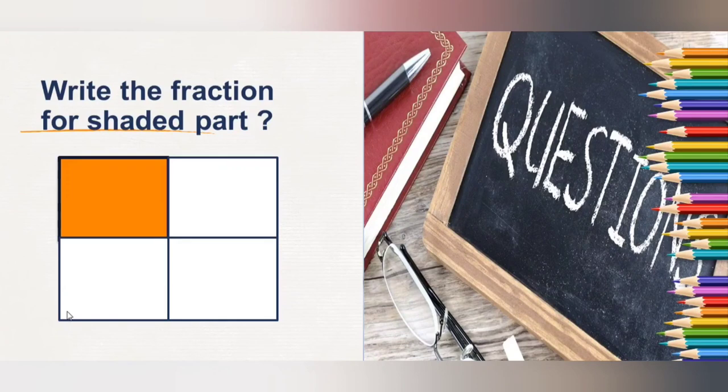Now, can you answer this? Write the fraction for the shaded part. It is 1/4, because out of 4 equal parts, 1, 2, 3, 4, only 1 part is being considered and colored. So what is the fraction of the shaded part? It is 1 part out of 4 equal parts, so it will be written as 1/4.